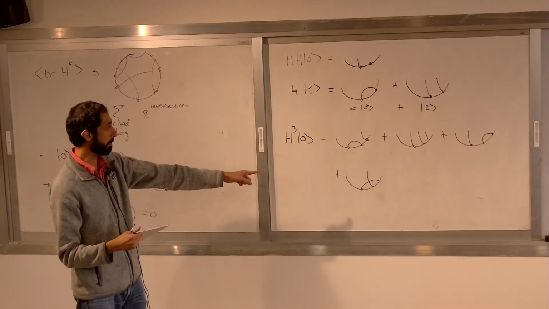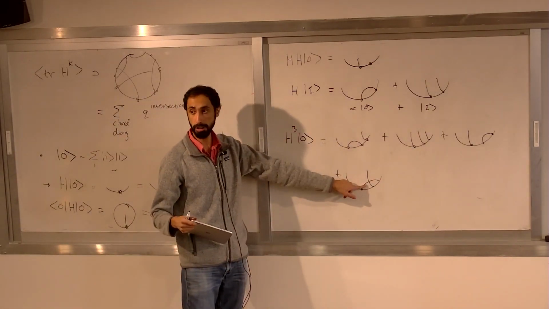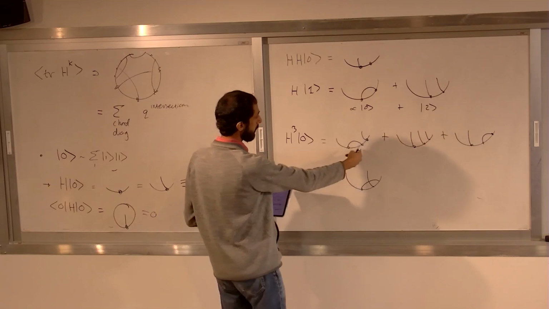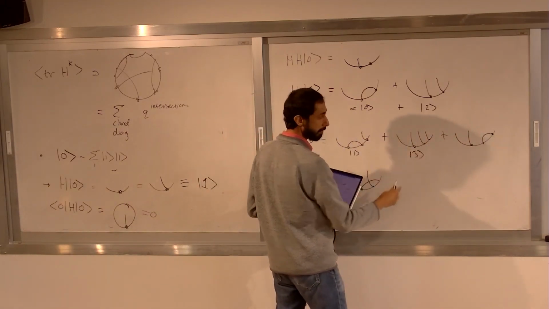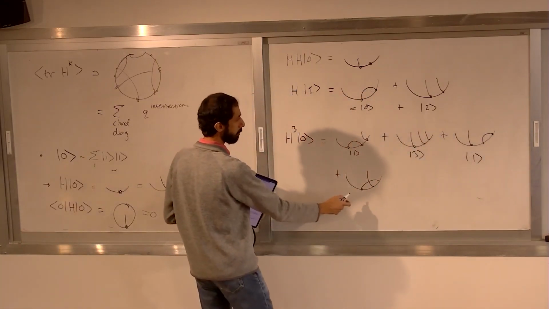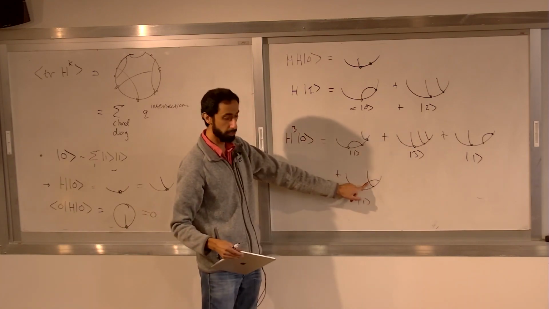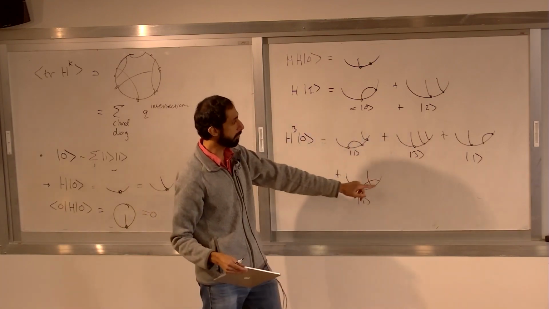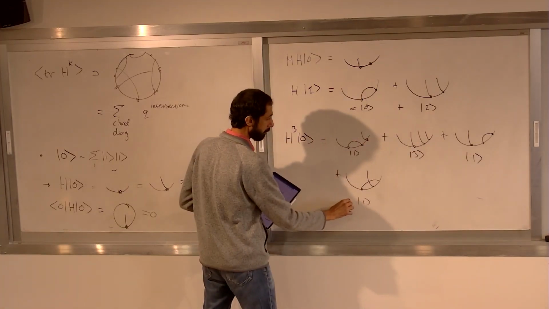Now something interesting happened. We generated a diagram where chords start to intersect. This thing here is the 1 state. This thing here is the 3 state. This thing here is the 1 state again. And this thing here is also the 1 state, but with an intersection. What did we learn about intersections? That they give you factors of q. So this thing comes with a factor of q.